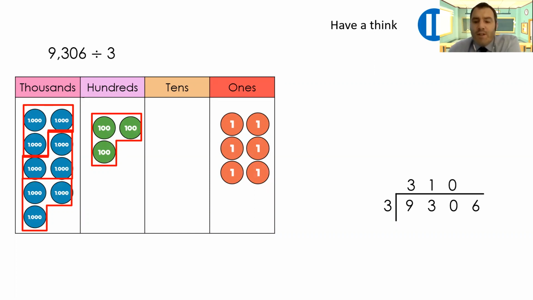I've then got my ones left to work through. I've got 1 lot of 3. I've got 2 lots of 3. My answer there, 3,102. I would suggest maybe watch these last 2 calculations back over again. Just get your mind working in the right way, that you're looking for lots of the number that you're dividing by. So go through each column.